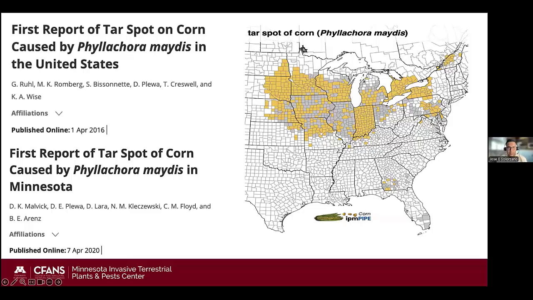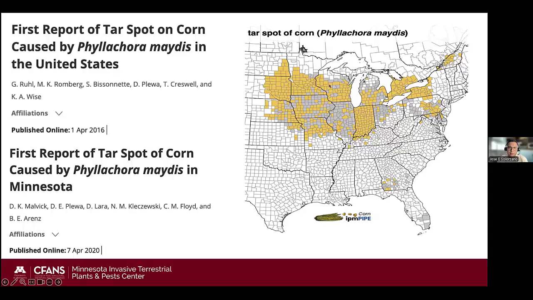It was reported from Indiana and Illinois, and after these, the first report of the disease was made in 2016. After being found in Indiana and Illinois, the disease was also reported in many other states in the Midwest. And in 2019, the disease was found in Minnesota. And in 2020, the first report of this fungus was published. On the right, you can see the map of the geographic distribution of Phyllachora maydis in the continental US, where orange represents the places where it was found in 2024. And the gray counties represent the places where Phyllachora maydis was found prior to 2024 and after 2015.